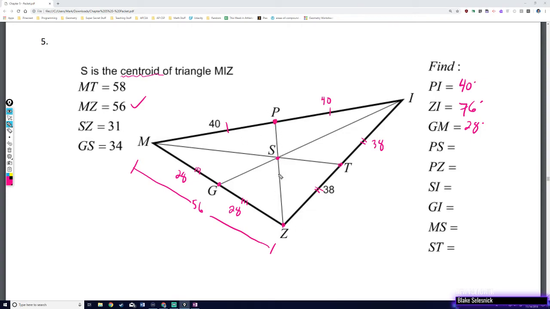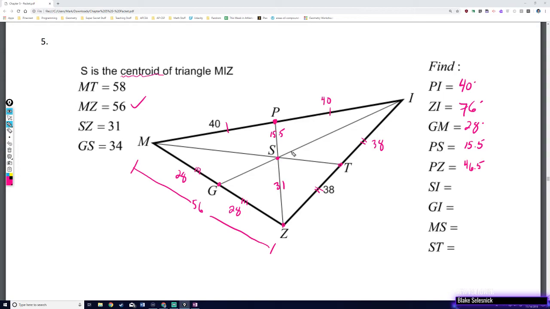PS. Okay, so PS, I've got to get one. I have three segments, PS, SZ, and PZ, that are all part of this median here. If I know one of those segments, I can get them all. I actually do know SZ is 31, which means that this has to be half of that, or 15.5. I'm trying to find PS, but I'm also trying to find PZ, the whole thing. So I'd add them up and get 46.5. Remember that the small part is always half of the large part, and it's always 1/3 of the whole thing. So I could do 46.5 divided by 3 and should get 15.5.